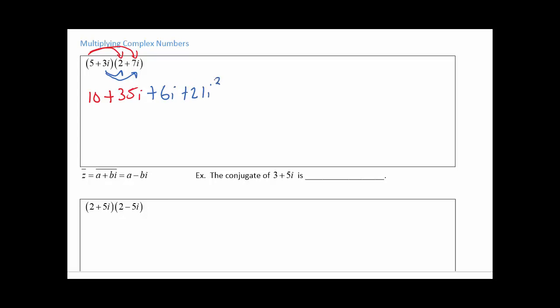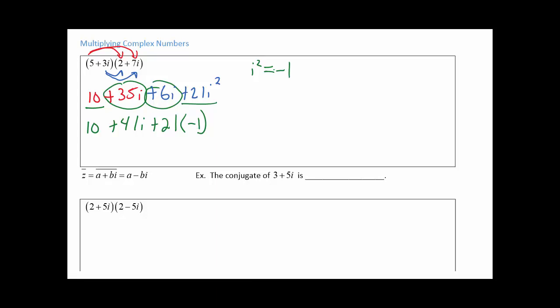squared. Now, here's where it gets a little interesting for us. I'm still going to combine like terms. So at this point, I don't really have anything that goes with the 10, sort of. It's a little deceptive there. I can do the 35i and the 6i to get 41i. But that 21i squared, we're going to remind ourselves that i squared is really negative 1. So I can replace that i squared with a negative 1. And now I've got something that will physically combine with the 10.